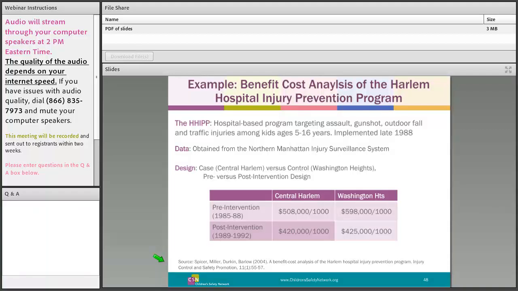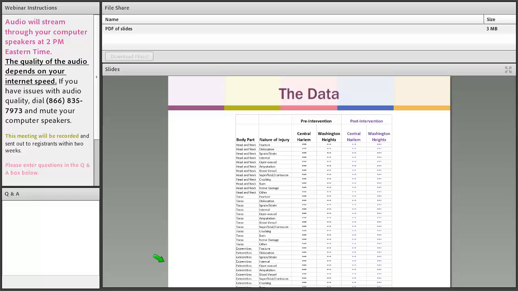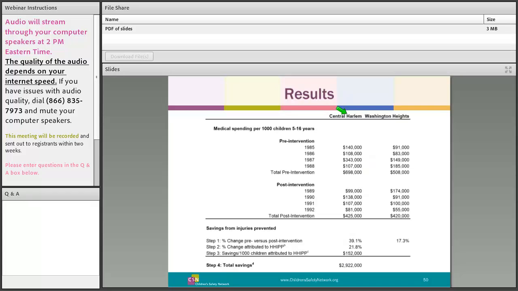So what we found was that the data looked like this. So here are those pre-intervention counts that I already showed you. We added the post-intervention counts, entered them into Whiskers, and came up with this more detailed description of the costs that we computed. So during the 4 years prior to implementation, the injuries among 5 to 16-year-olds due to fall, traffic, firearm, and assault injuries resulted in $698,000 per thousand kids in Central Harlem versus $508,000 per thousand kids in Washington Heights.